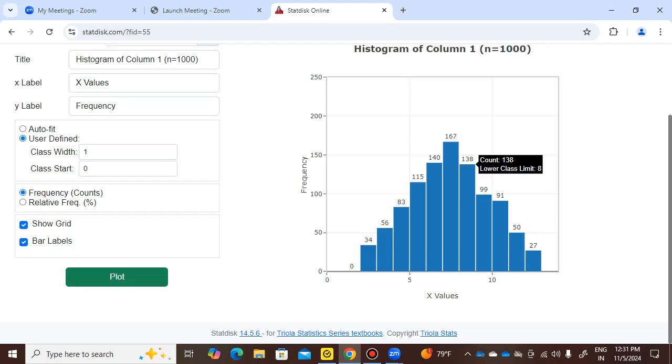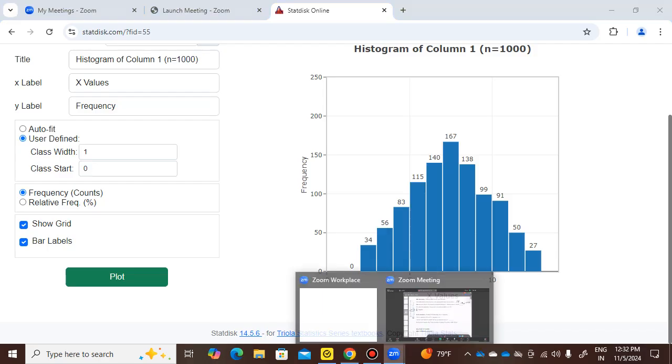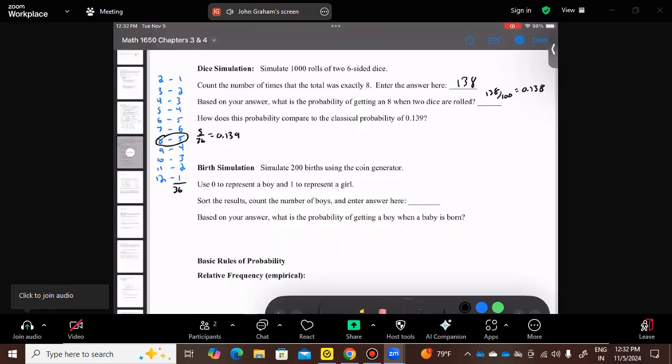So we were looking at 8, so we got 138. So the probability of getting an 8 based on this is 138 out of 1,000, which is 0.138. Okay, which is very, very close to our classical probability. 0.138 is very close to the probability of 0.139.